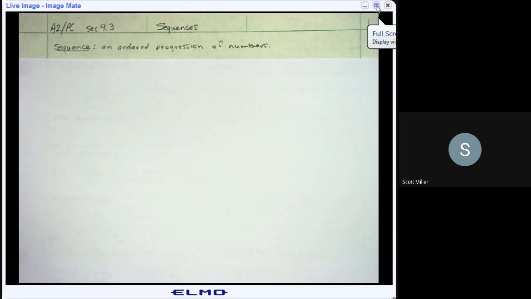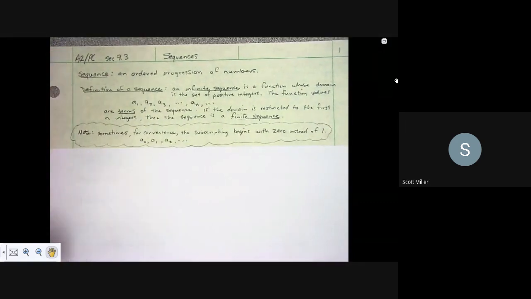Right, so we're going to be looking at section 9.3, sequences. What is a sequence? A sequence is an ordered progression of numbers. Here's the definition of a sequence, and I'll go ahead and write this out and read this to you.